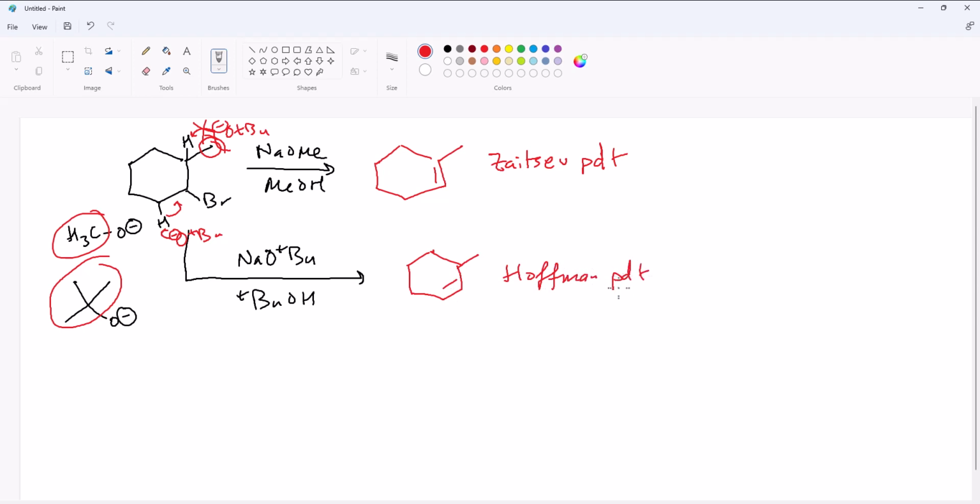So the Hofmann product is the opposite of the Zaitsev product. It's when we form the less substituted alkene. So the Zaitsev product is more substituted, whereas the Hofmann product is less substituted.